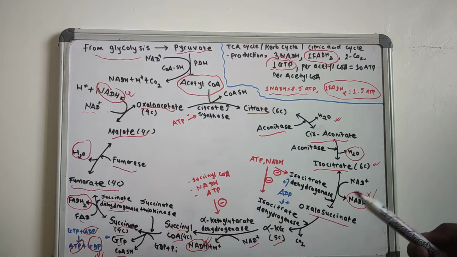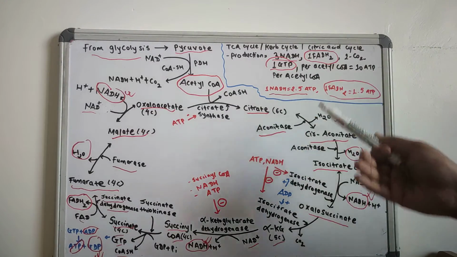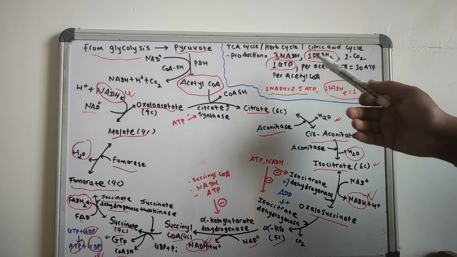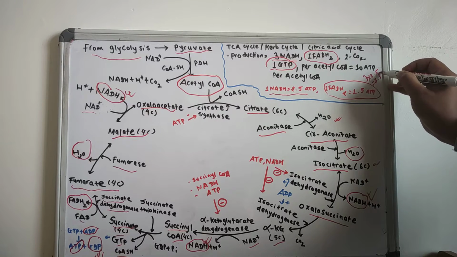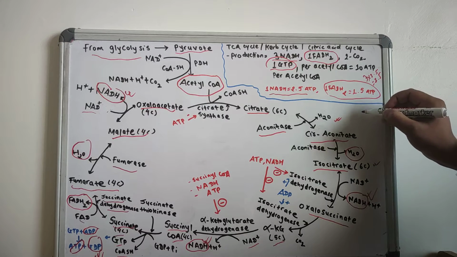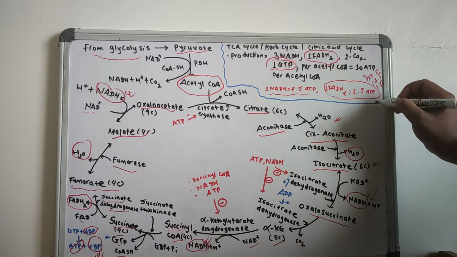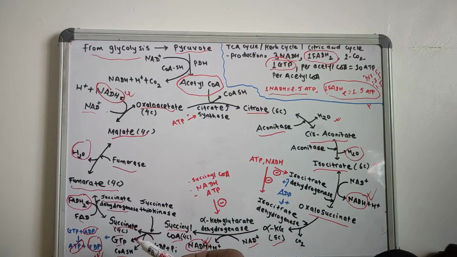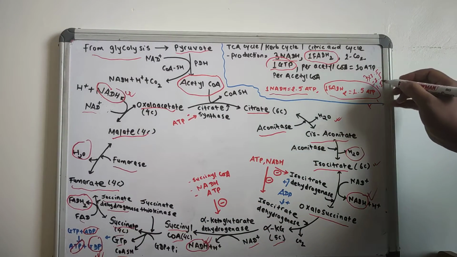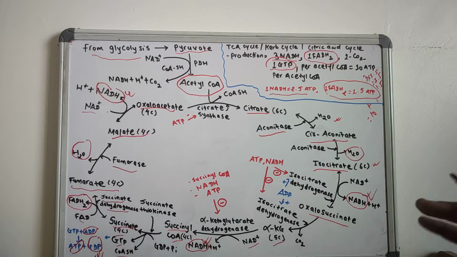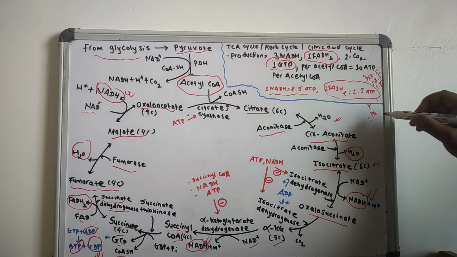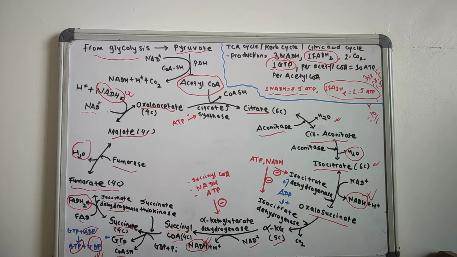So these 3 NADH go into the electron transport chain. 1 FADH2 also goes into the electron transport chain. That means 3 into 2.5 is 7.5 ATP. 1 FADH2 gives 1.5 ATP, and this 1 GTP is converted into 1 ATP. That means 7.5 plus 1.5 plus 1 is equal to a total of 10 ATP produced per acetyl coenzyme A molecule. So a total of 10 ATP is produced per acetyl coenzyme A molecule according to the new study.